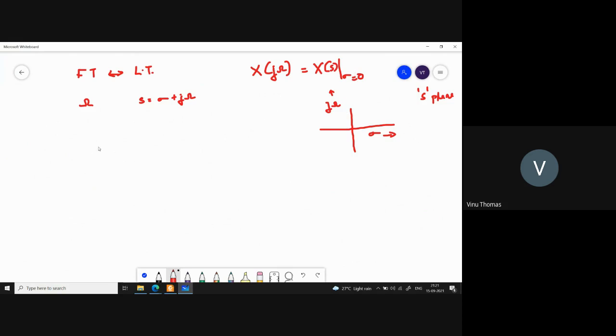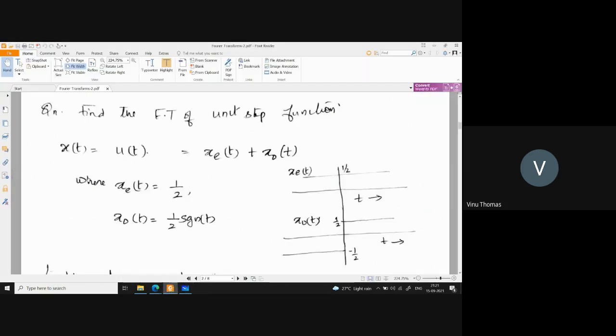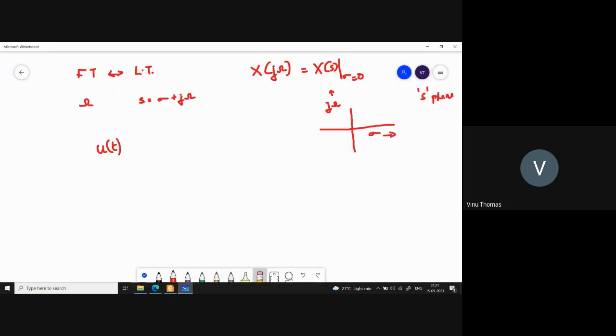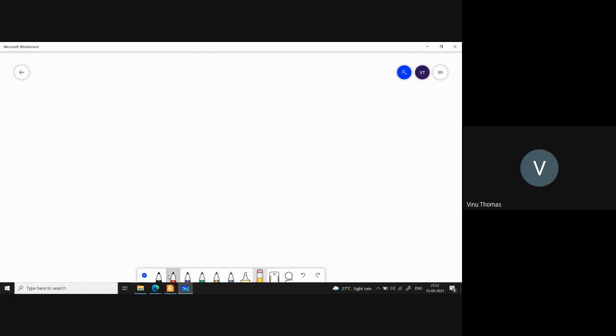And one example that we are going to see is the unit step function u of t. So the Fourier transform of u of t is not derived in the conventional manner. So that has to be very carefully understood. The Fourier transform of u of t is found out in a somewhat different manner. So first of all, we write x of t as a combination of an odd function and an even function.